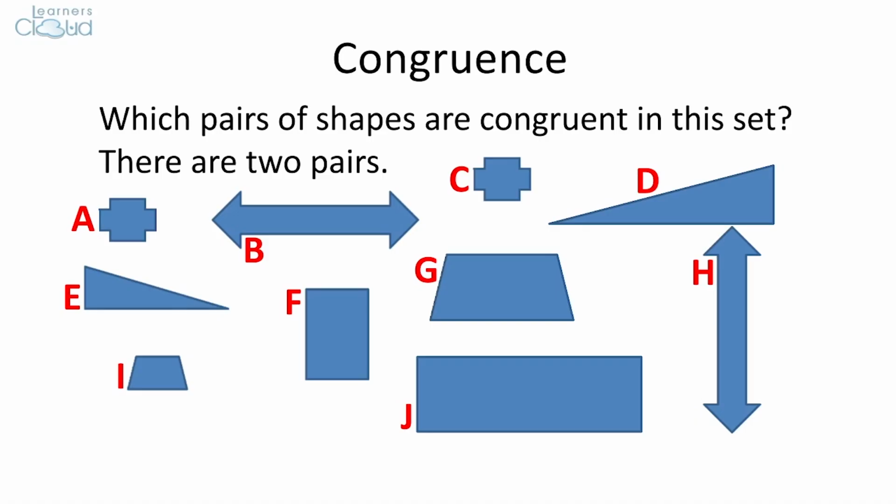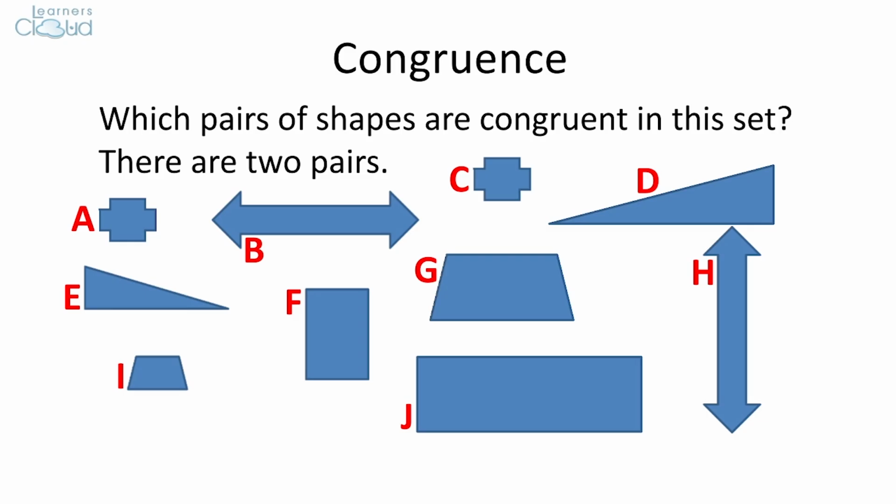Okay, so if we look at our set of shapes here, we notice that, for example, E and D are both right angle triangles. However, they're not the same size, so we know that they can't be congruent. Likewise with F and J, both rectangles, but different in size, so therefore not congruent. And equally with G and I, they're both trapezia, but they're not the same size.